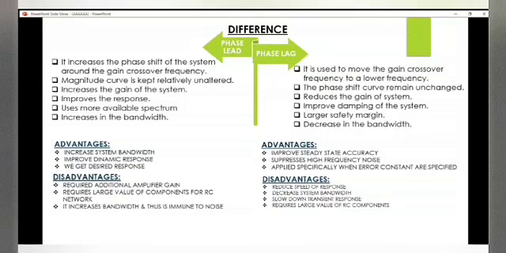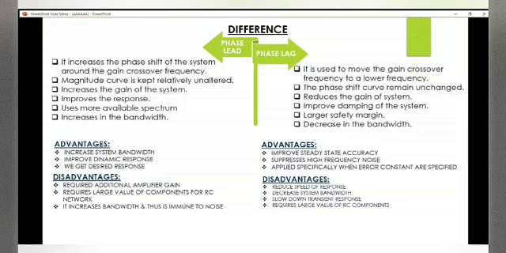First difference, phase lead increases the phase shift of the system around the gain crossover frequency. Magnitude curve is kept relatively unaltered. Increases the gain of a system. Improves the response. Uses more available spectrum. Increase in the bandwidth. Whereas in phase lag, it is used to move the gain crossover frequency to a lower frequency.